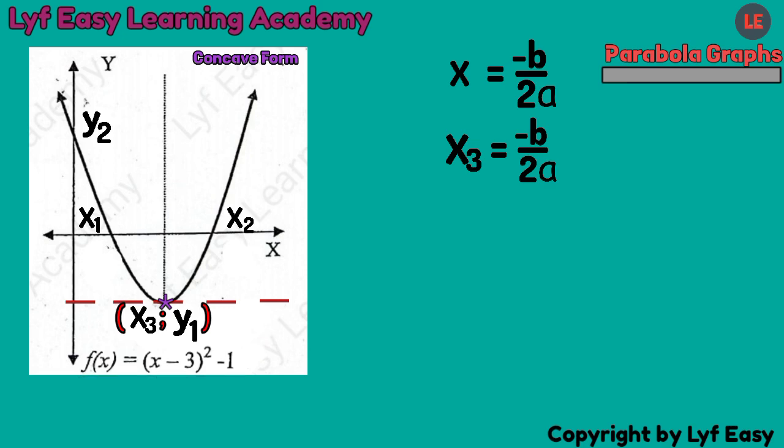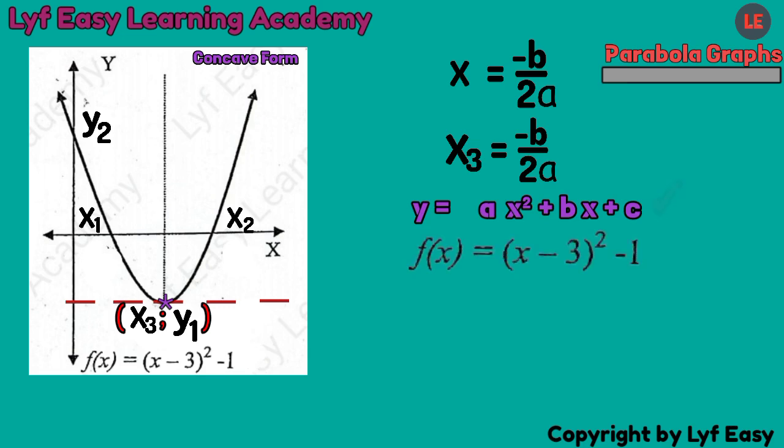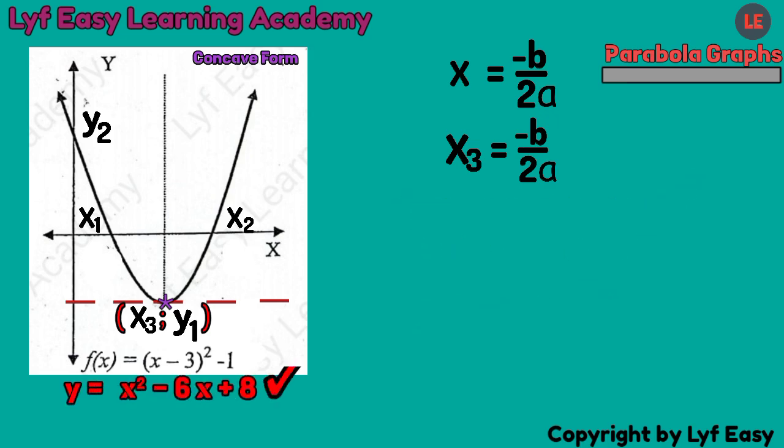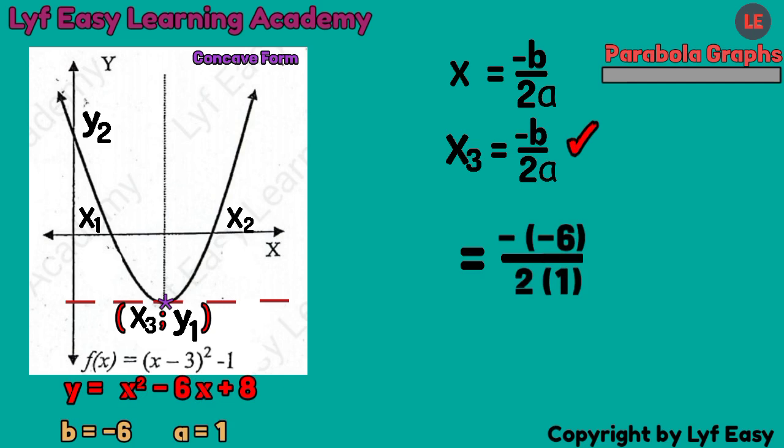But first, we have to simplify this given equation to make it similar to the standard form. We remove the brackets by the factorization method, where we finally get it in this format. Then now we can proceed with this equation. On this equation, b is this -6, and a is +1. Then substitute in this formula as so. We get x3 to be 3.